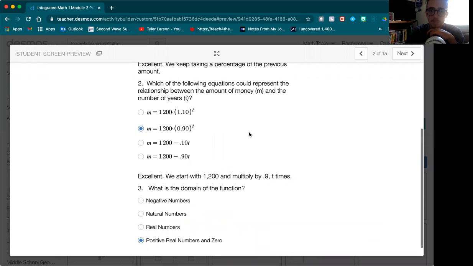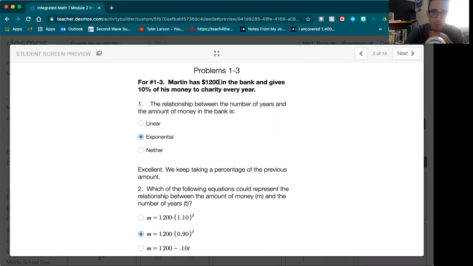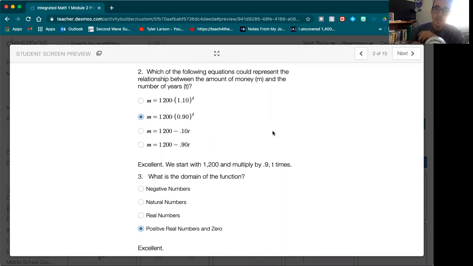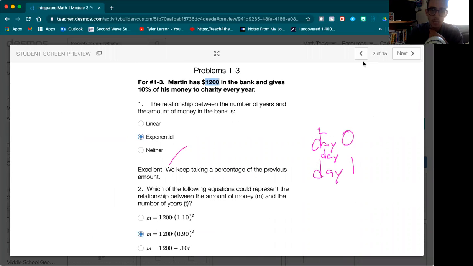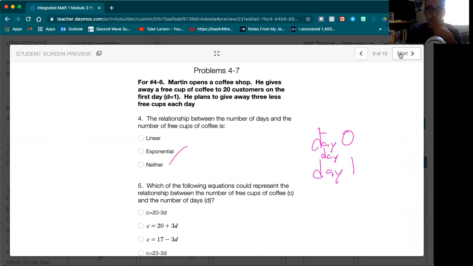Let me read through this one more time. Okay, so we have 1200 in the bank. So we're starting on day 0 with 1200, and then we keep taking fractions away. So that actually works the best because we have day 0. We could get a hold of day 1, or if we wanted half a day, we could throw in stuff like that. So positive real numbers and 0. That's what I'm saying. And we can also have fractions of a year. So that's something to keep in mind.